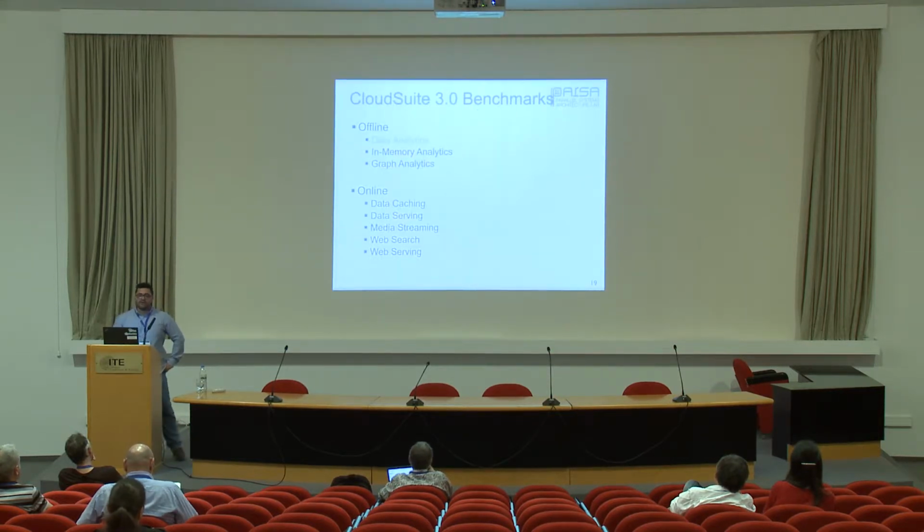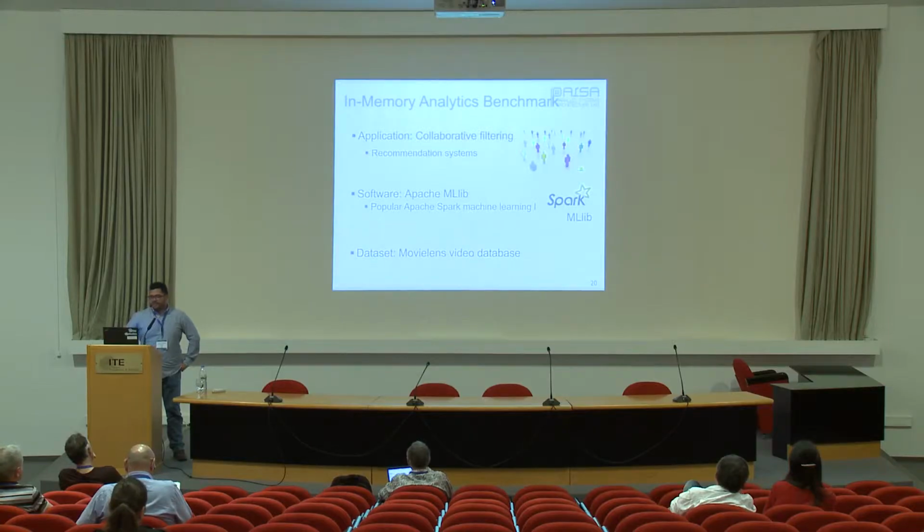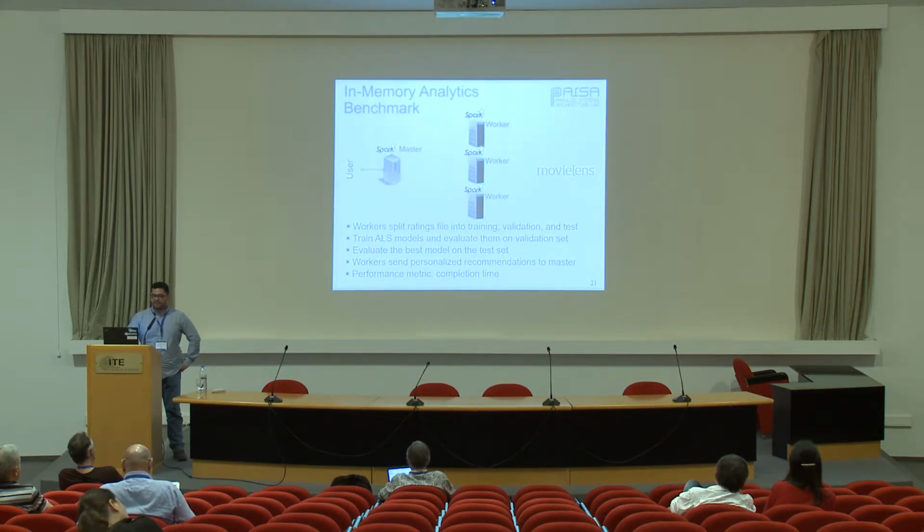The next benchmark is in-memory analytics. And keep in mind, the software chosen for each of the benchmarks has a reason behind it. If you want, I can explain that later. The in-memory benchmark uses more or less the same setup, but tries to focus on memory. We're using Apache MLlib for running a recommendation system. So basically the same thing: a master sends the models, and then the workers train ALS models and evaluate them on a validation set. The performance metric again here is completion time.